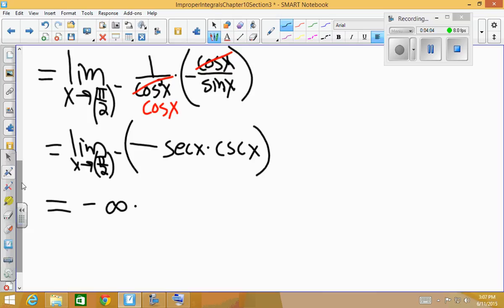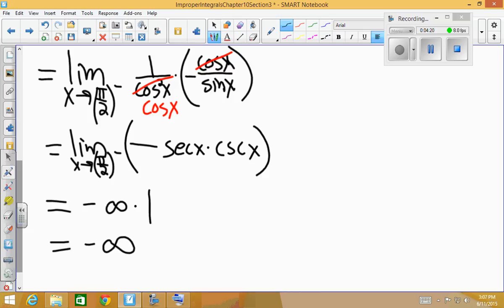The cosecant of x, as x approaches pi over 2, cosecant is 1 over sine. Sine of pi over 2 is 1. The cosecant of x is going to approach 1. Negative infinity times 1, you're certainly still going to approach negative infinity.